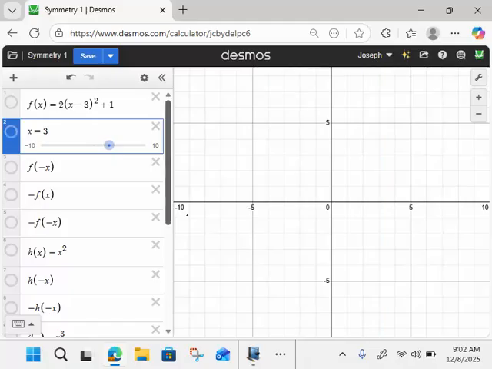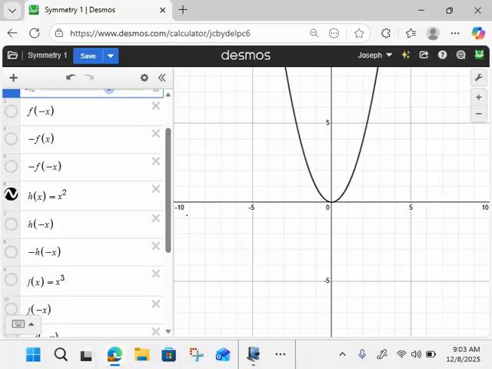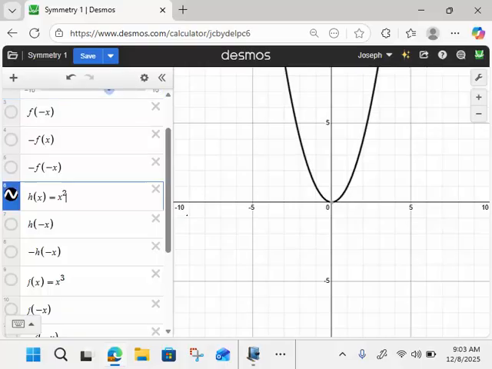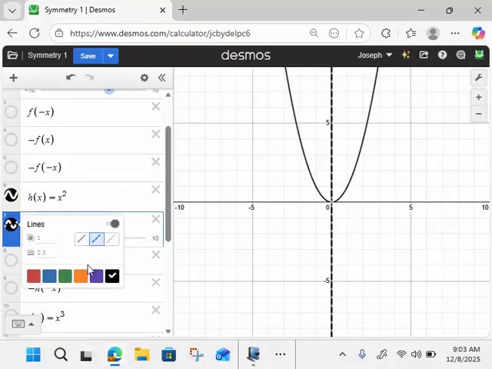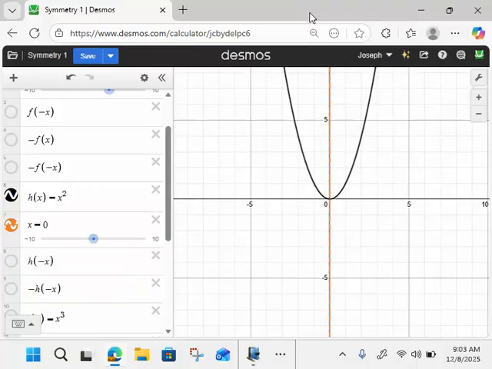So let's get rid of you. Let's look at another function here, like this guy. This is the simplest parabola there is, x squared. This guy is symmetric about the y-axis. Let me put a little x equals 0 in there, and we'll give you a little dotted line too. I'll make it orange or something. There we go. So that's the y-axis, and this parabola is symmetric about the y-axis, so we would call it a symmetric function, x squared. The right side looks identical to the left side.